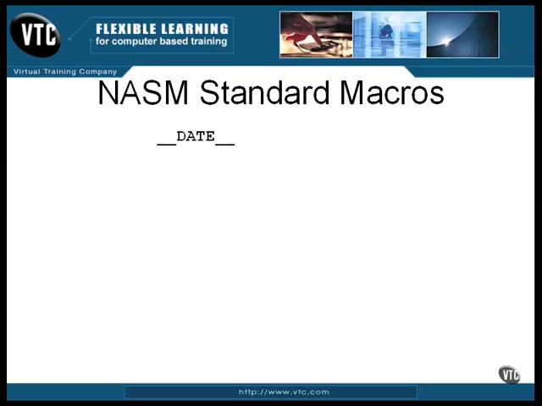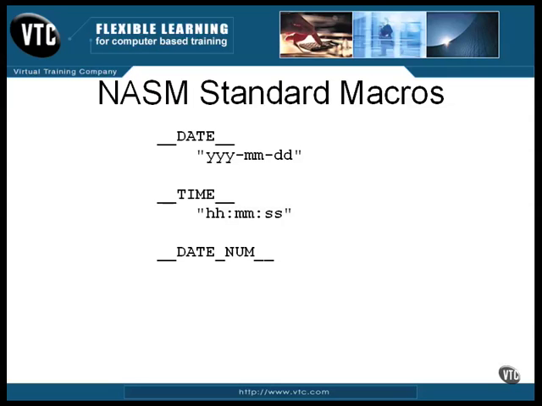The date macro produces the date in a standard character string format. In similar fashion, the time macro produces the assembly time as a character string in a standard format. Also, in a similar fashion, the date number macro produces the current date in a numeric form so the digits can be easily read to determine the date.